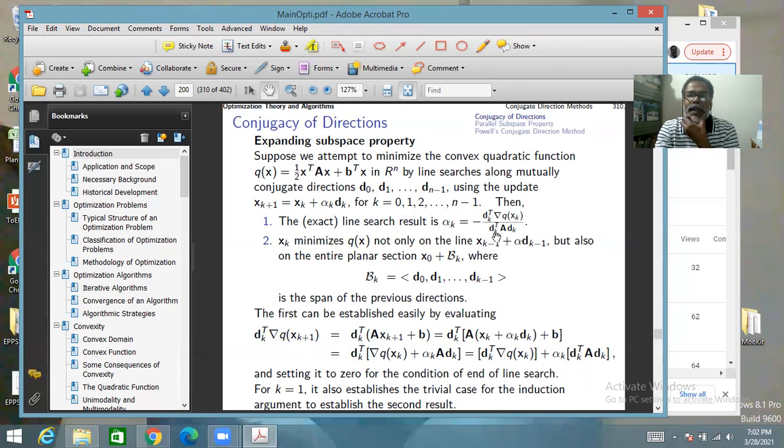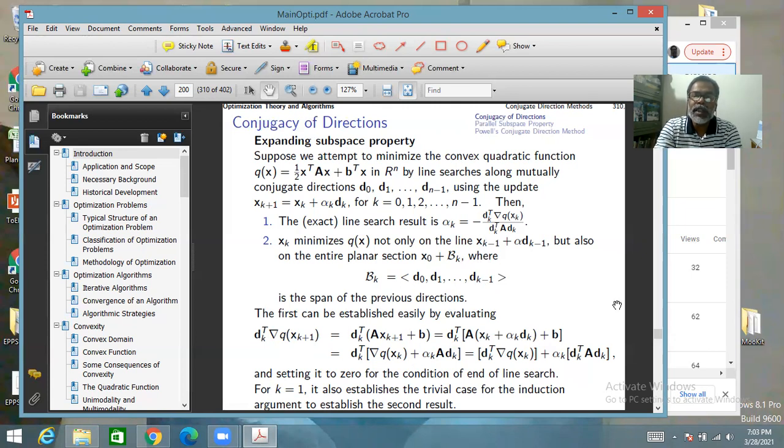So the first part is easy, and this also sets the stage for the second one, because when you put k equal to 1 here, the second one is also implied for that specific case, and that serves as the trivial case for the induction argument, because for k equal to 1 only one direction has been covered, that is d0, and this is the case where through d0 it has been minimized at x1. So put k equal to 0 here to get the result for k equal to 1 here.